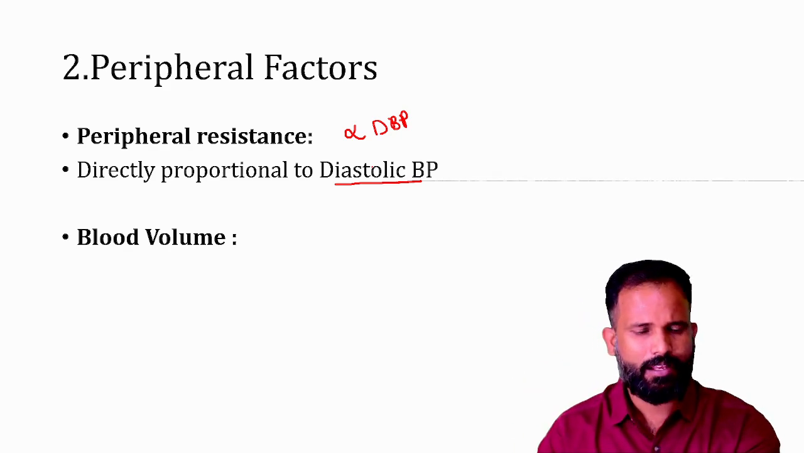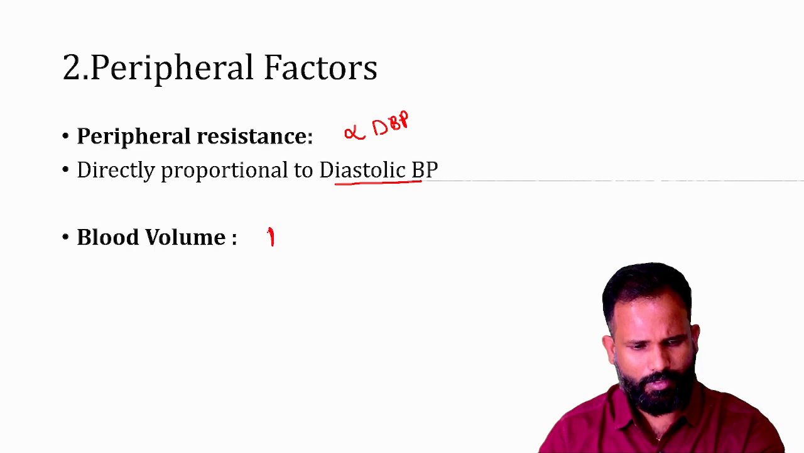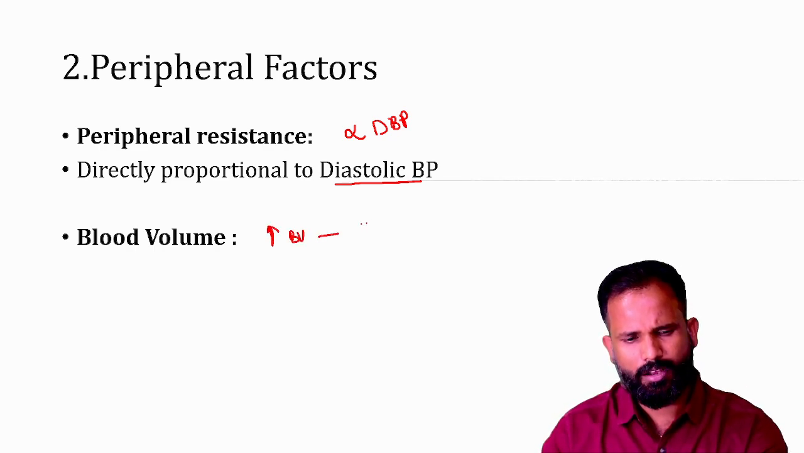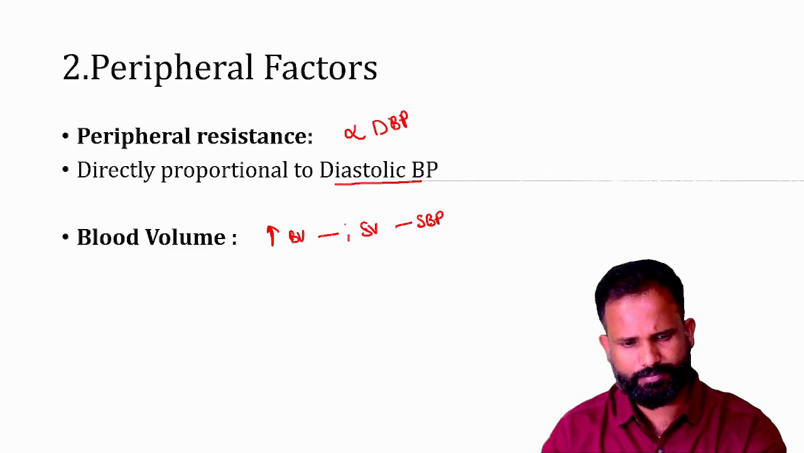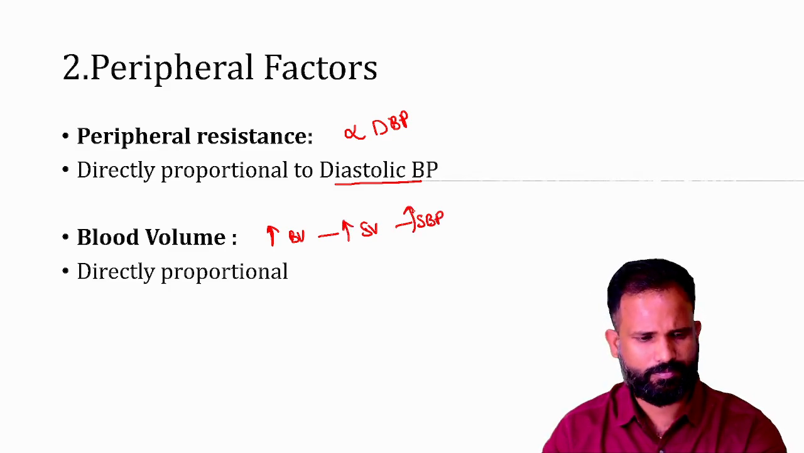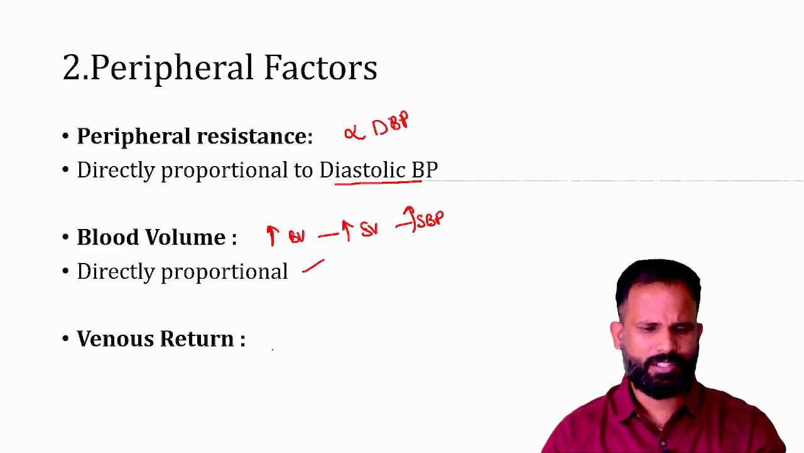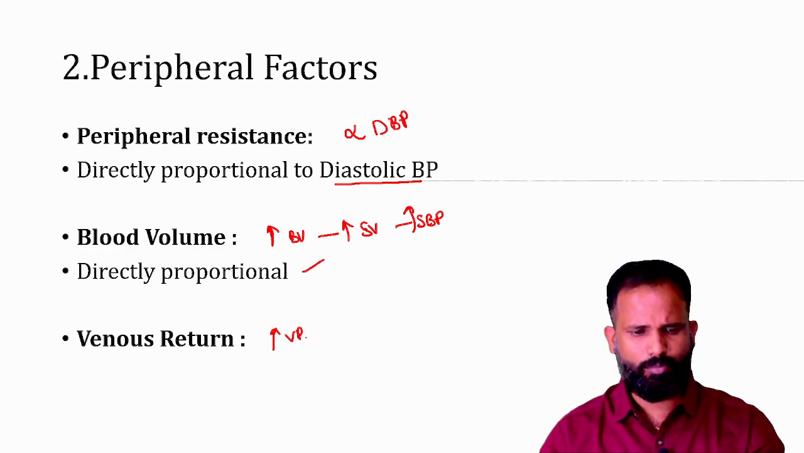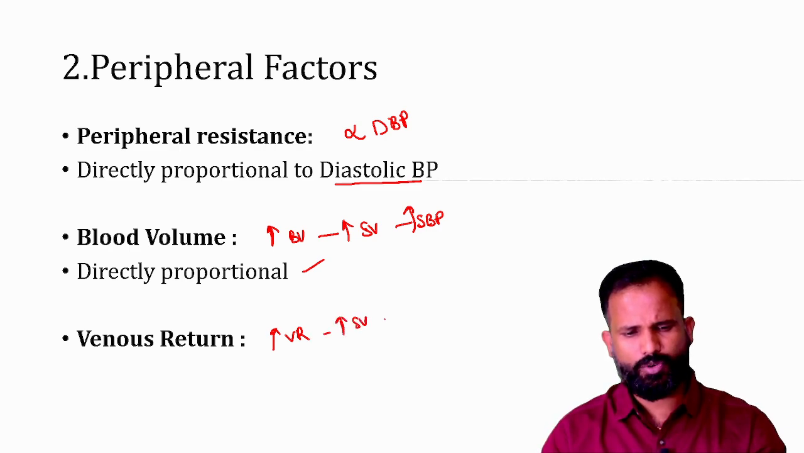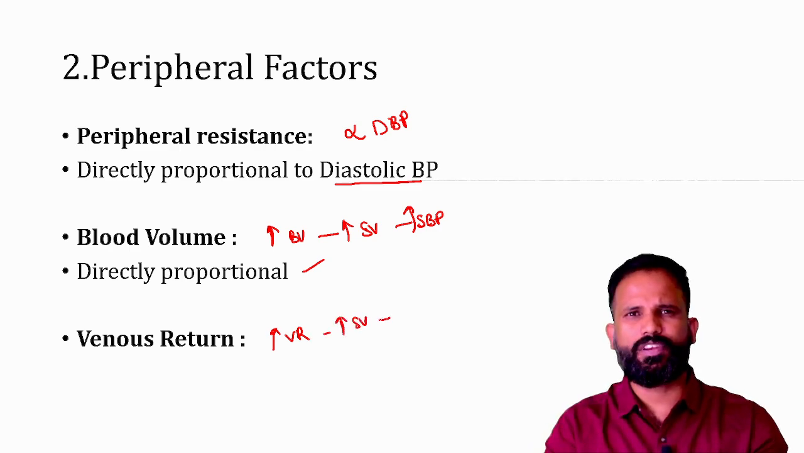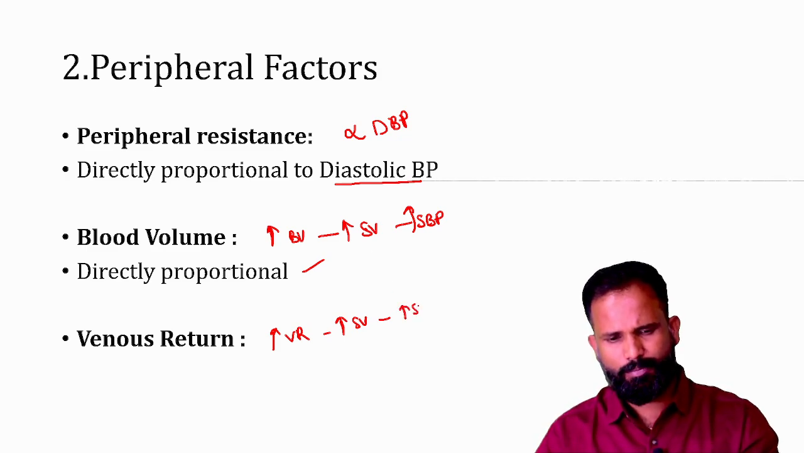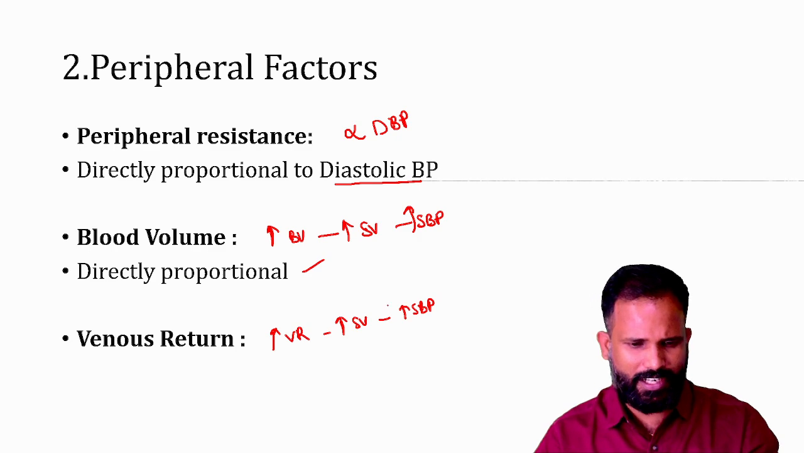We'll see that. Blood volume: the more the blood volume, the more the stroke volume, the more the systolic blood pressure. So that's a direct relation. Venous return, simple: the more the venous return, the more the stroke volume, because of Frank-Starling's law, more filling of the heart, more stretch of the heart. So similarly, more systolic blood pressure. So the relation is directly proportional.